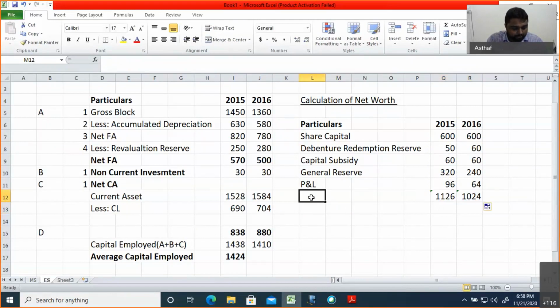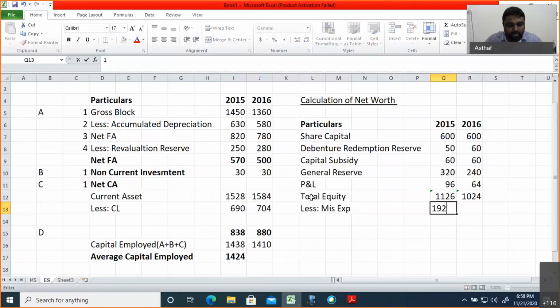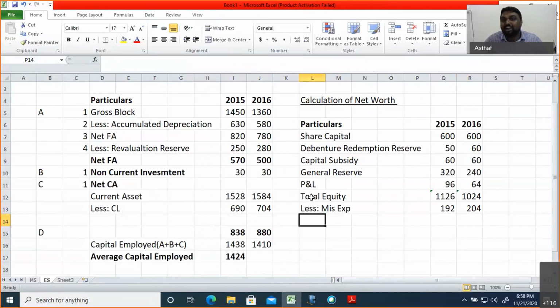Debt. Total equity. Now less miscellaneous expenditure. What is a miscellaneous expenditure? 192 and 204. You have to reduce that. You will get your final answer.